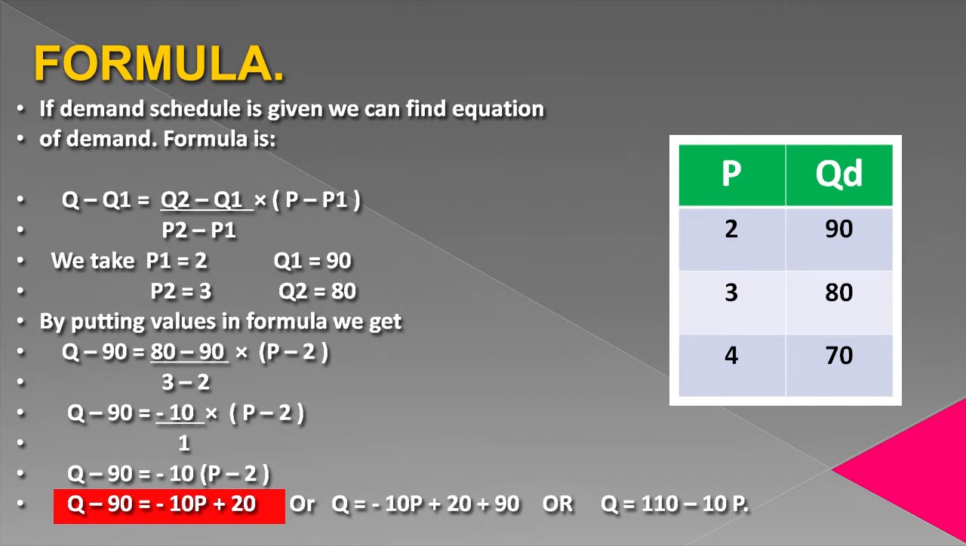Here, when a minus sign is multiplied with a minus sign, it is converted into a positive sign. That's why we are writing plus 20. After solving further, we get Q equals minus 10P plus 20 plus 90, or Q equals 110 minus 10P. Again, the minus sign here indicates a negative relationship between price and quantity demanded. This is how we can derive an equation if a demand schedule is given to us.